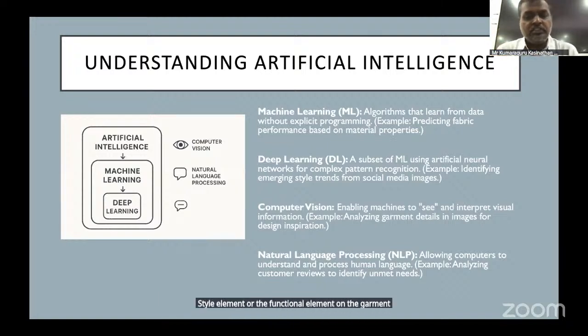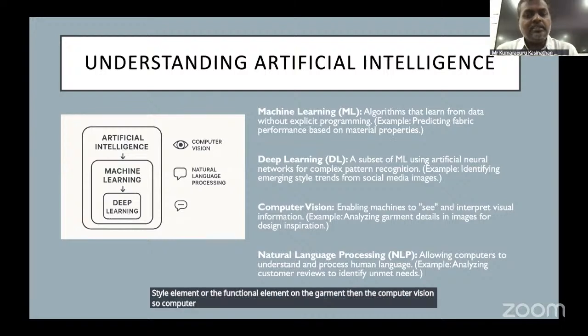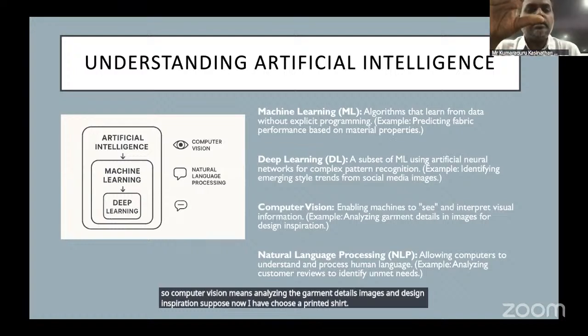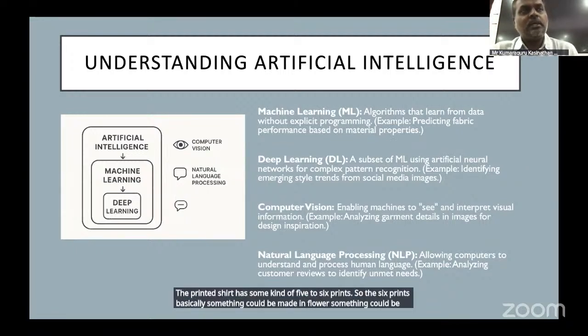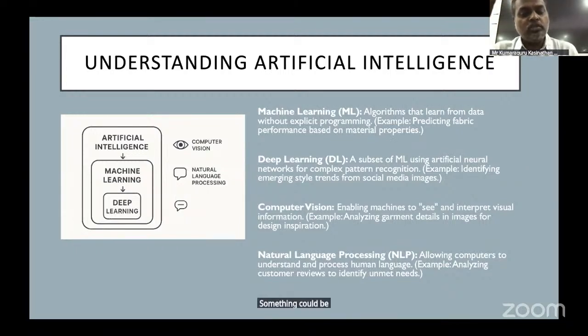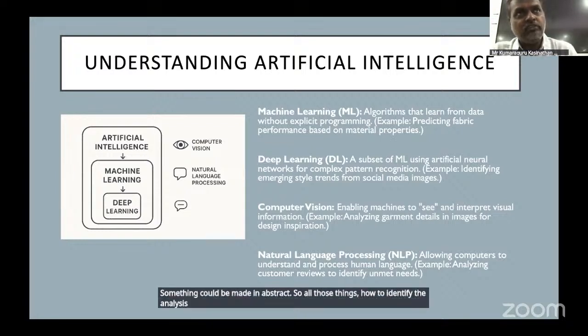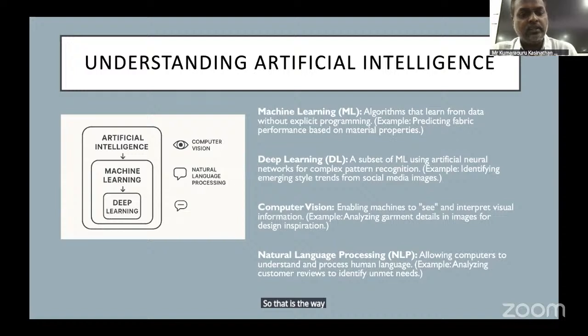Then the computer vision. Computer vision means analyzing the garment details, images, and design inspiration. Suppose now I have chosen the printed shirt. The printed shirt has some 5 to 6 prints. The prints could be made in flowers, geometrics, or abstract. So for all those things, how to analyze the inspiration: what kind of colors, what kind of texture, what kind of pattern is used. That is the way computer vision will be happening in that market.